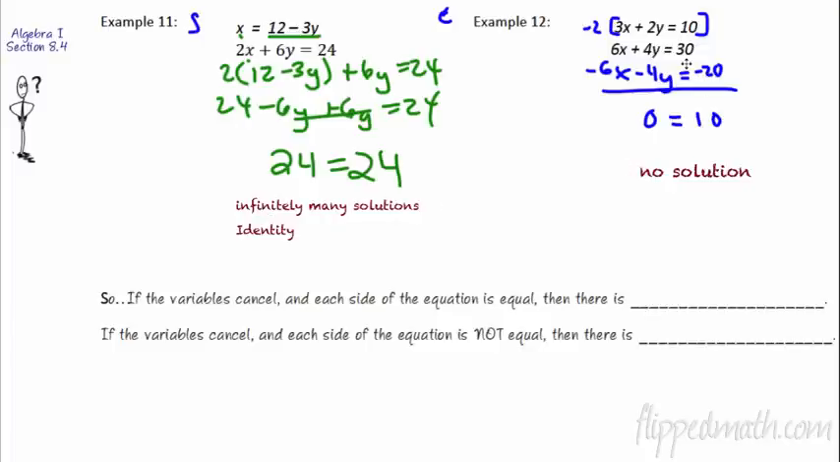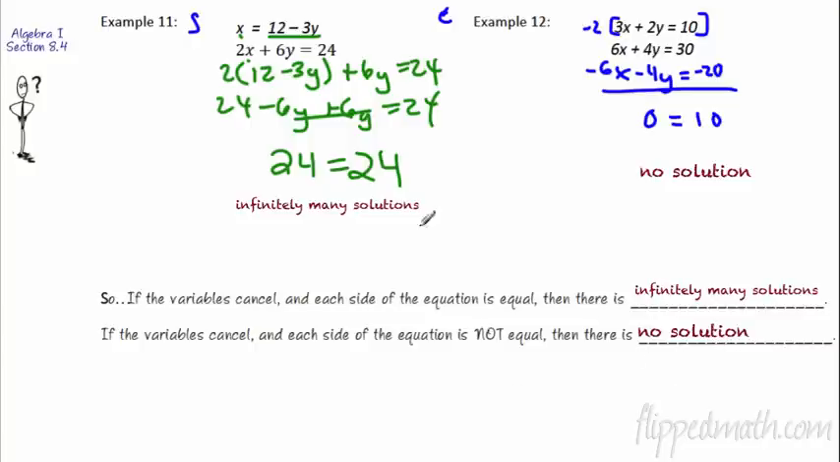Okay, on the flip side, when the variables cancel out, we get 0 equals 10. When will 0 equal 10? Never, so you write no solution. So, in conclusion, if the variables cancel and each side of the equation is equal, then we say there is infinitely many solutions. You can also say identity. Okay, suppose you're solving along and the variables cancel out and then each side of the equation is not equal. Then we say there is no solution.